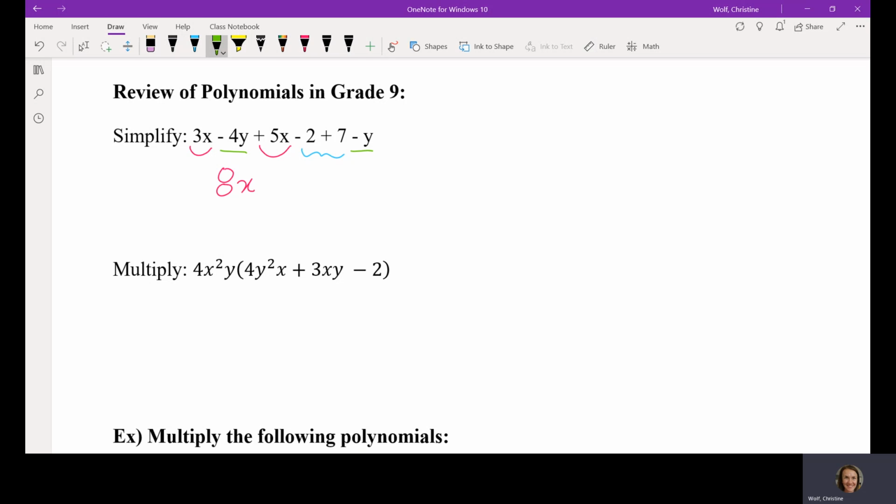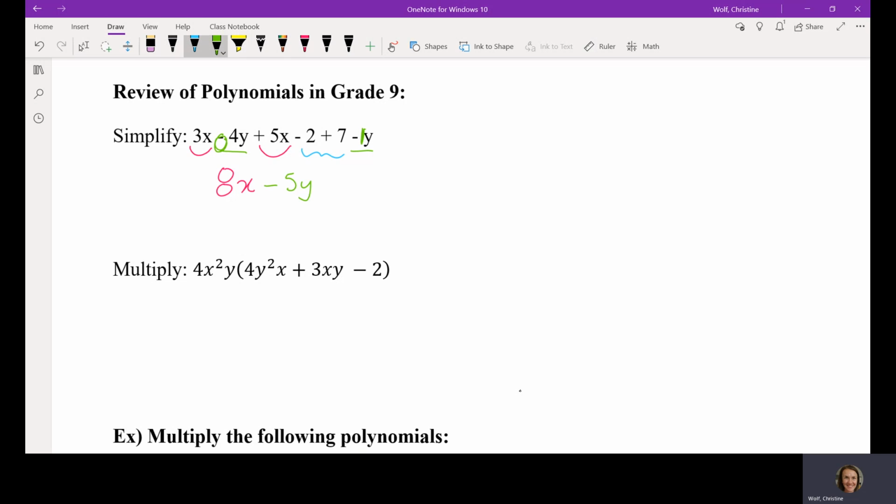With the y's now, be careful and look at the symbols. You start with a negative 4y, so negative 4, and then it says minus y. But we have to remember that there's always an imaginary 1 in front of a letter. If there's nothing written, it's a 1. So this is actually saying negative 4 minus 1. If you have negative 4 and then you take away one more, you're at negative 5 now.